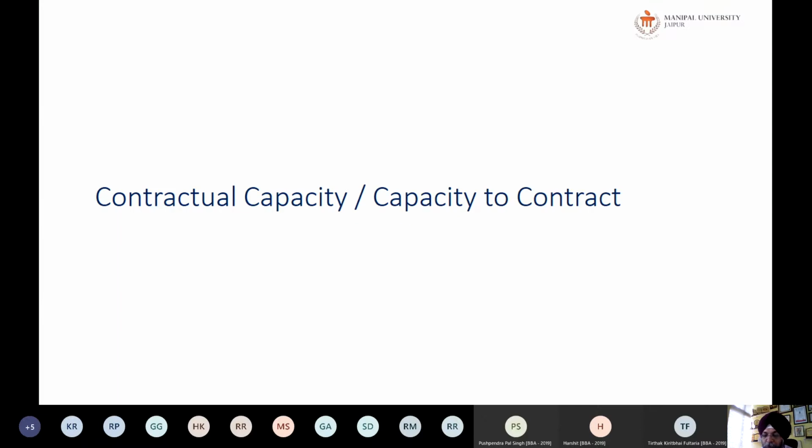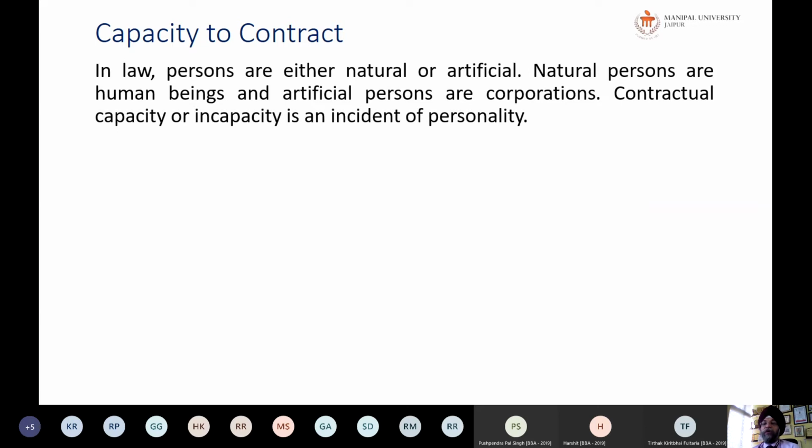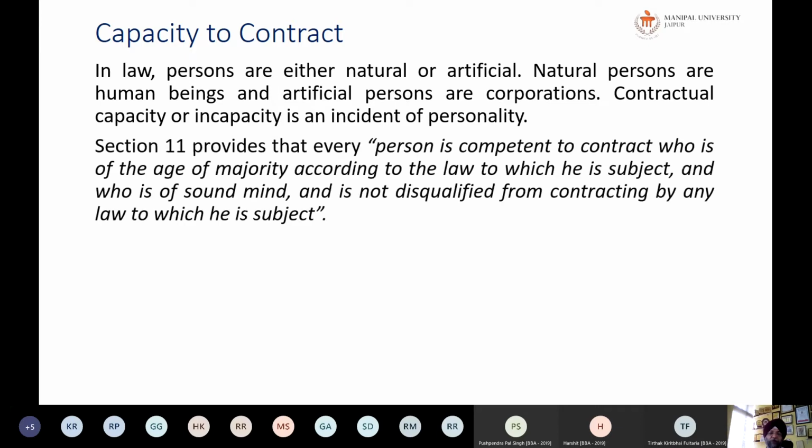So no problem. Okay. So in the contractual capacity to contract, what does it mean? In law, persons are either natural or artificial. So natural persons are human beings and artificial persons are corporations. So contractual capacity, or capacity, is an incident of personality. Means if you are a person, then you are capable of doing certain acts, so that is what is called capacity.